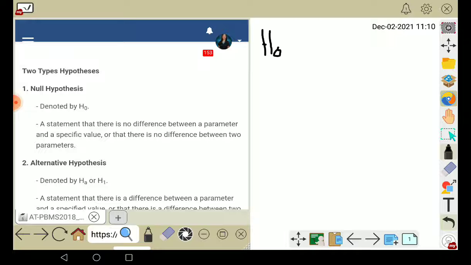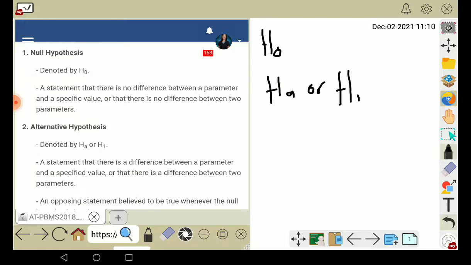On the alternative hypothesis, you can use either HA or H sub 1. Again, we use the alternative hypothesis if the null hypothesis is proven to be false. It shows that there is a difference between a parameter and a specified value. There is a difference between the original value that is already stated, and when it is tested, a new value is produced. So we could say there is a difference between two parameters.